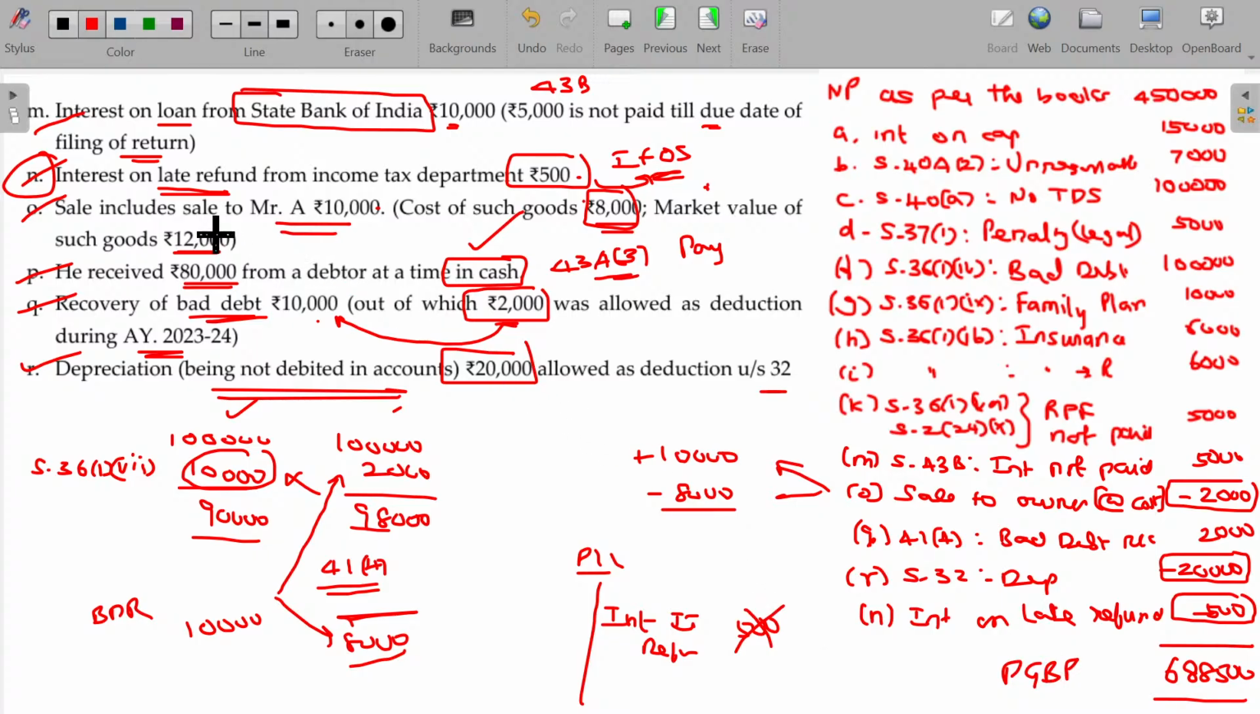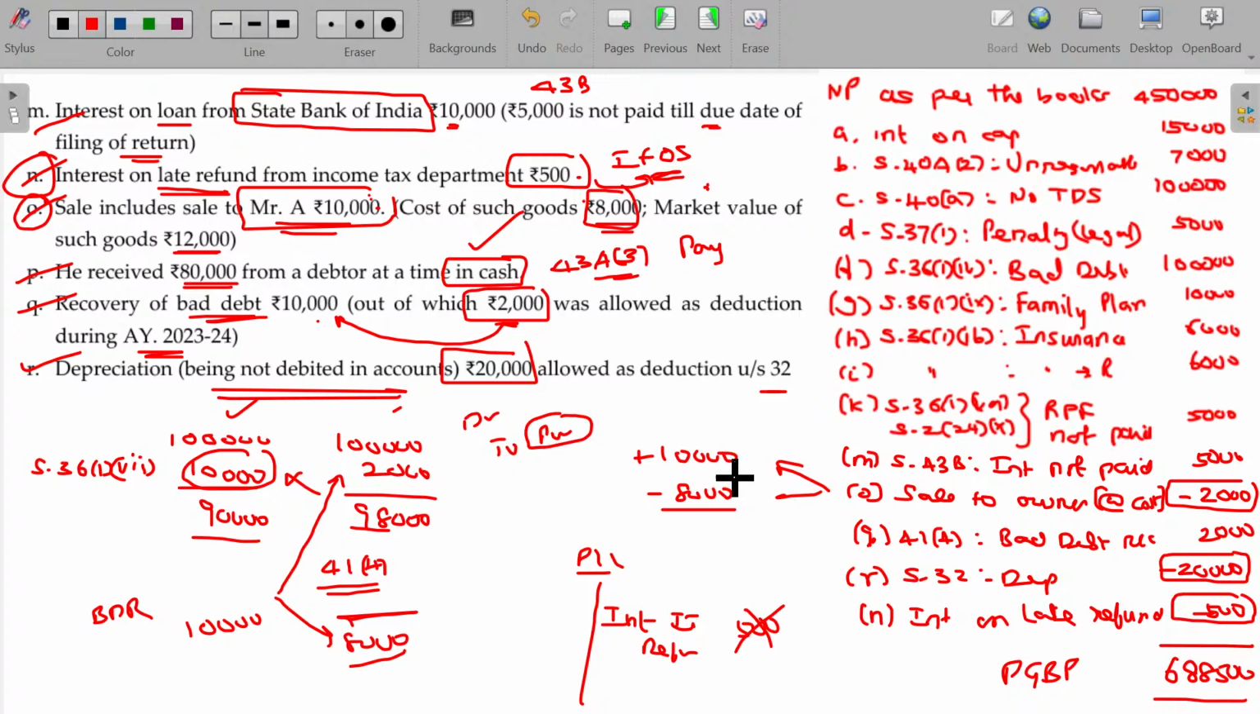Point P, point O is nothing but sales made to owner, meaning drawings, right? So the actual entry for this is drawings to purchases. Okay. So then it should reduce the purchases.